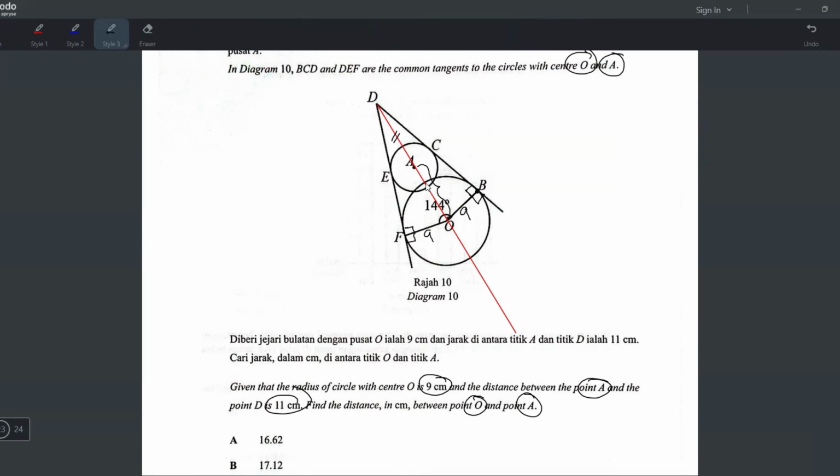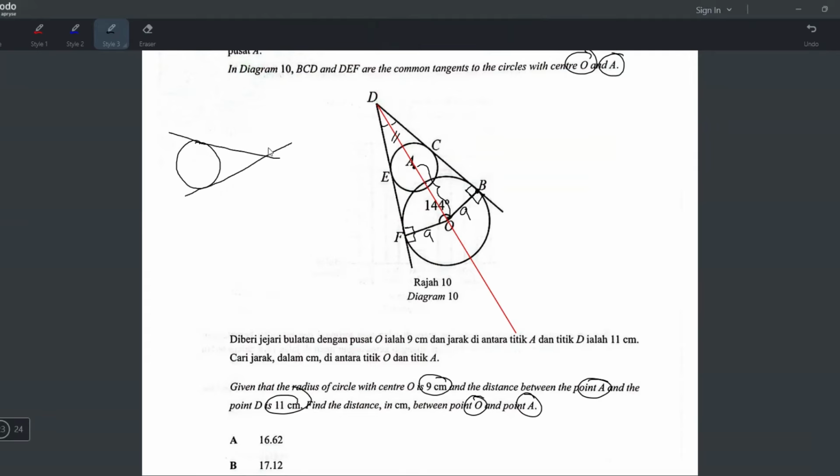Okay, I already know from here to here is 9, but I have to add this small part. But how do you find that small part? Okay, let's think about this. So when there are two tangents, we can find this, because you learned it before, in lower form one.